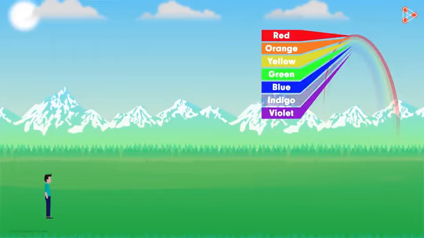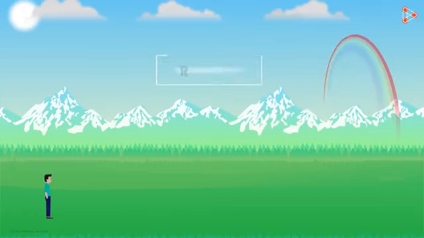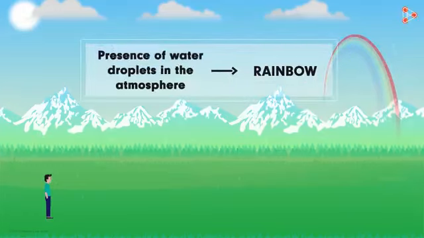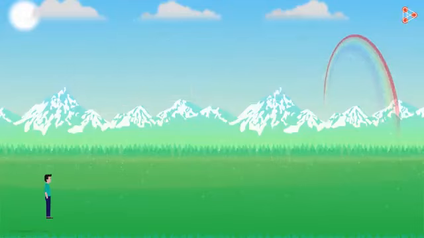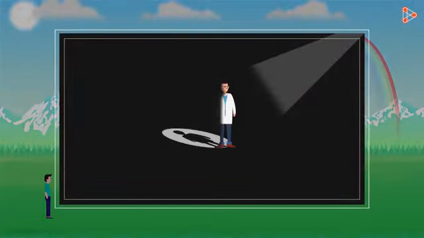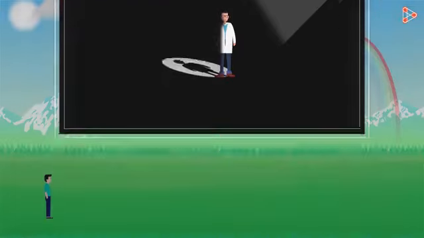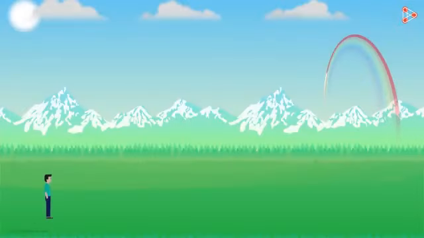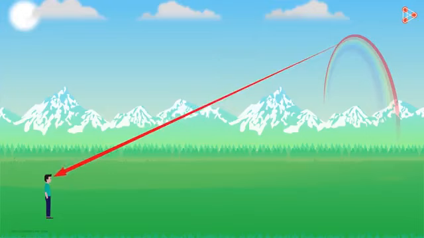Now, as I told you, rainbows during the rainy season are formed due to the presence of water droplets in the atmosphere. There are many of these where a rainbow is formed. Say we are only looking at the red part of the rainbow. The simple reason that we're able to see anything around us is because the light from that particular object is traveling to our eyes. Similarly, the red light from the upper part of the rainbow is traveling to our eyes, enabling us to see it.